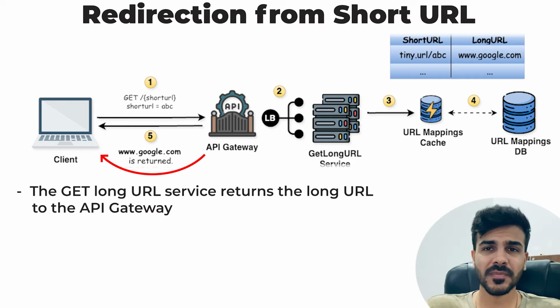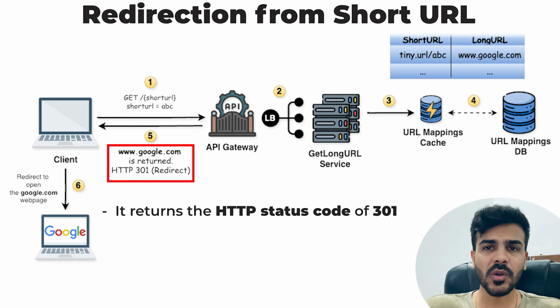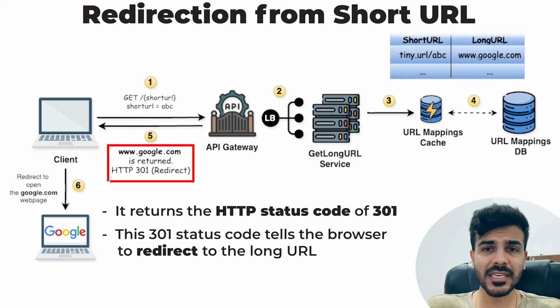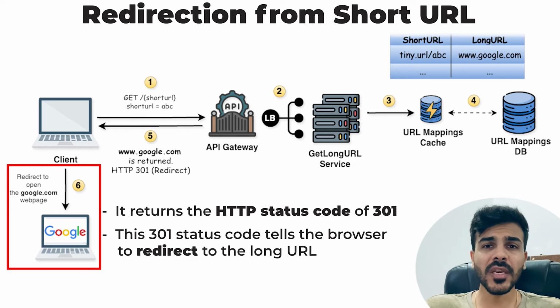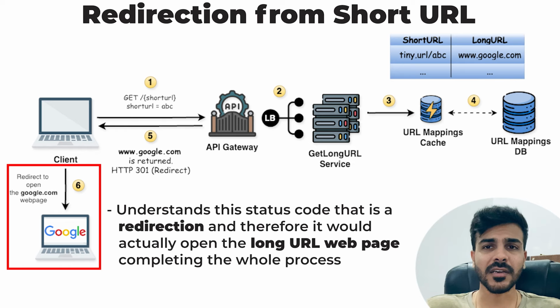Now here's the significant detail that we missed. When the API gateway returns the response to the user, it returns the HTTP status code of 301. Now what is 301? This 301 status code tells the browser to redirect to the long URL. So basically, the browser gets the long URL from the response along with this status code. It understands this status code, that is a redirection, and therefore it would actually open the long URL web page, completing the full process.